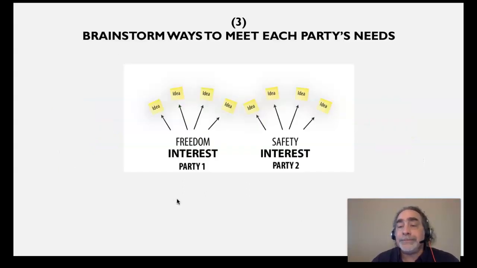Step 3. You've got everybody's needs on the table. Everybody's interests. Let's say it's on gun rights, gun violence. One person is interested in freedom, protection, using guns. The other is interested in public safety. Well, create as many ideas as you possibly can, as many solutions as you possibly can that can meet both of those interests at the same time.